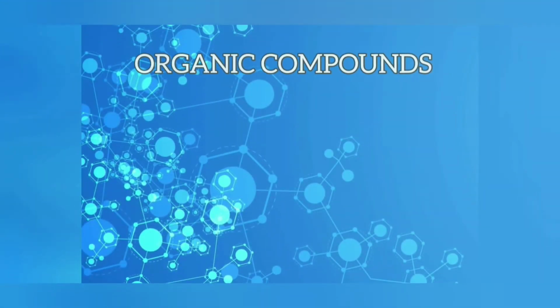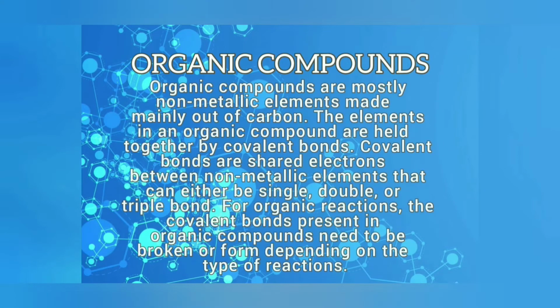Let's define first the organic compounds. Organic compounds are mostly nonmetallic elements made mainly out of carbon. The elements in an organic compound are held together by covalent bonds. Covalent bonds are shared electrons between nonmetallic elements that can either be single, double, or triple bonds.